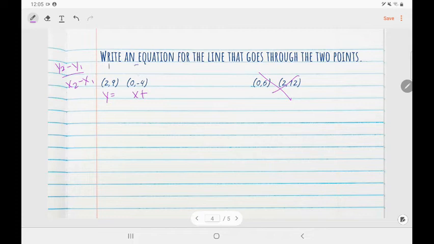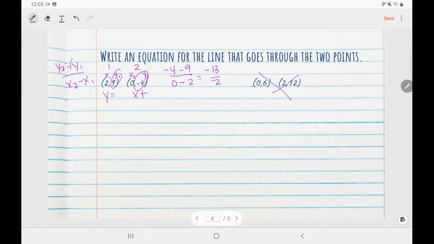Here's my first point, here's my second point. So this is x1 and y1. This is x2 and y2. So y2, negative 4, minus y1, 9, divided by x2, which is 0, minus 2. I'm going to simplify. Negative 4 minus 9 is negative 13. 0 minus 2 is negative 2.